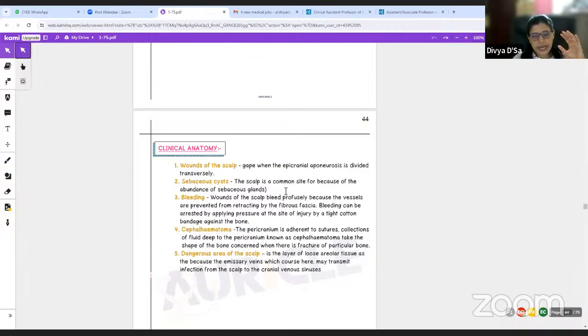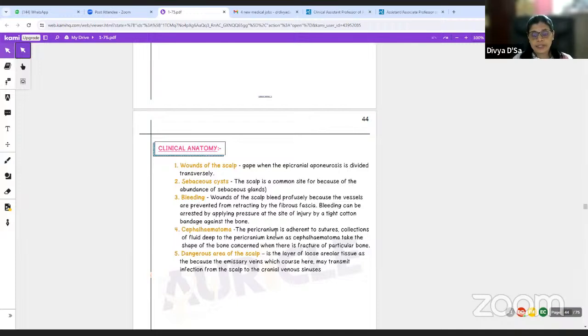Sebaceous cyst. The scalp has hair in abundance, and hair is always associated with sebaceous glands. So these sebaceous glands can sometimes get infected, forming a sebaceous cyst.